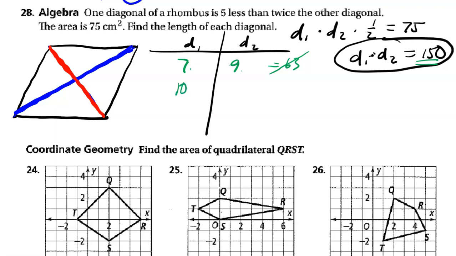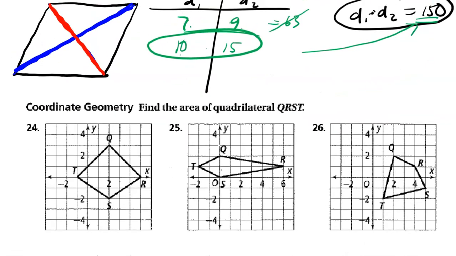Let's go to 10. So if I double 10 is 20, and I take away 5, I get 15. Boom, I got it. 10 times 15 does equal 150. So I believe I have the two diagonals. So I got lucky. I got that one on my second try. Sometimes it takes 3, 4, 5 tries.